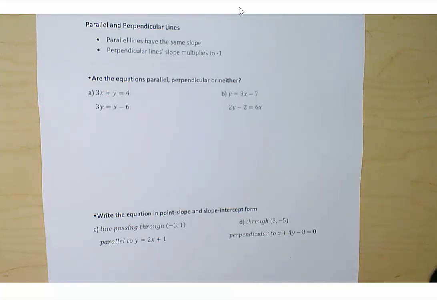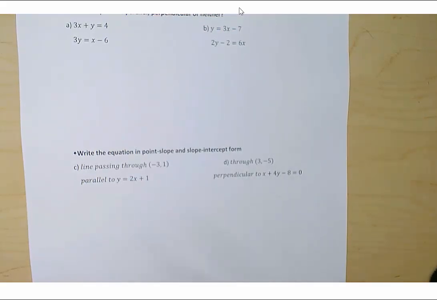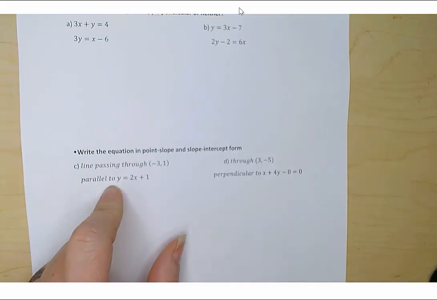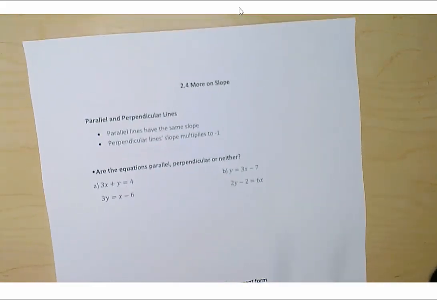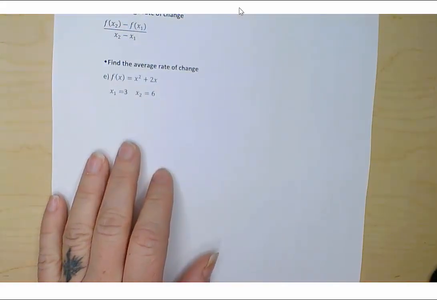The focus of this video is mainly going to be over parallel and perpendicular lines. So how do we determine if two lines are parallel, perpendicular, neither? How do we write equations when we're either given a point and told it's parallel or perpendicular to a given line? And then focusing a little bit on some average rate of change.